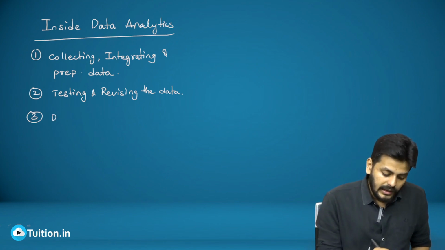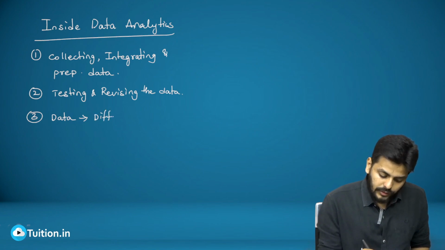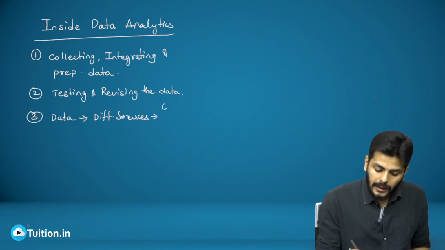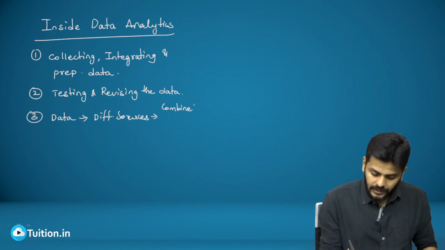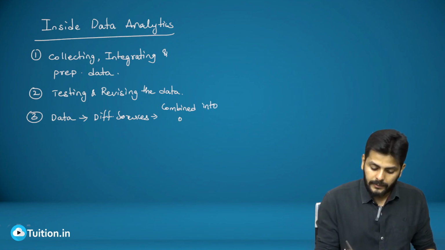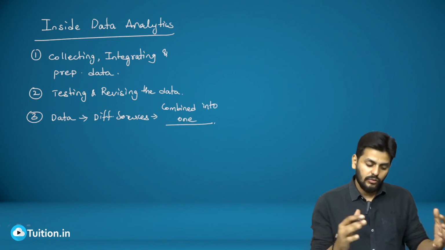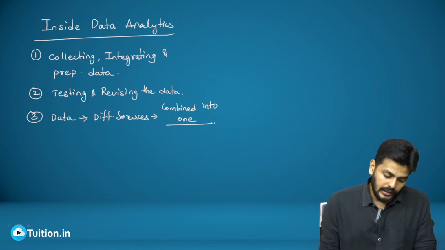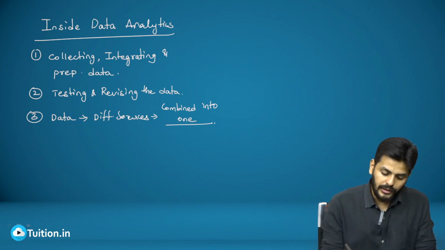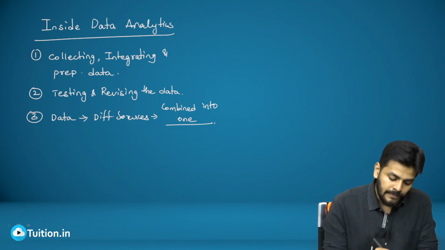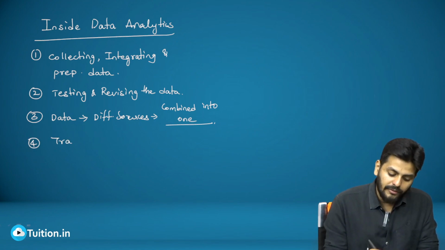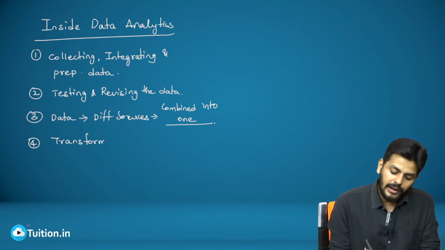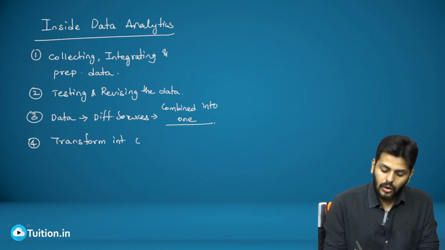Data from different sources are combined into one database, a central data warehouse. You combine and put up all the data, load it, and then you are supposed to transform it into a common format.